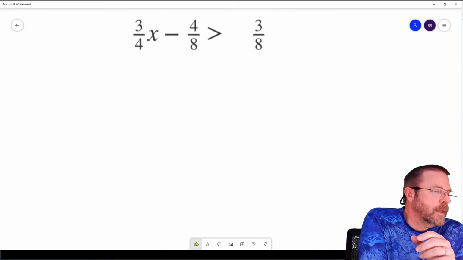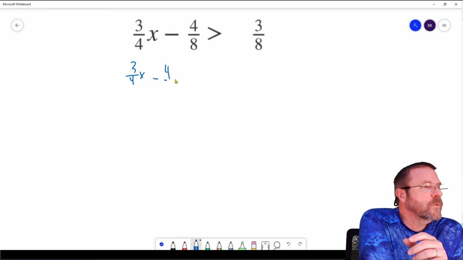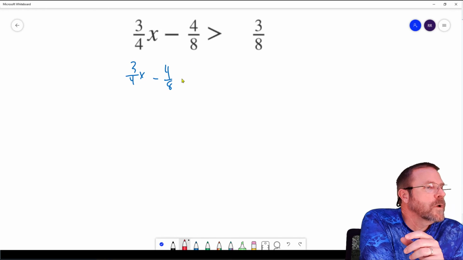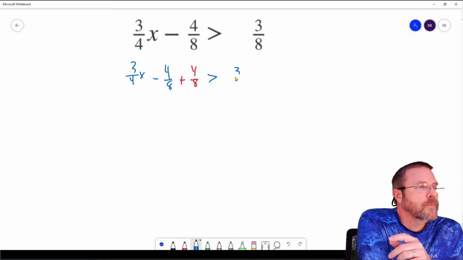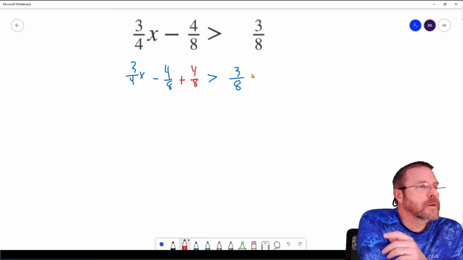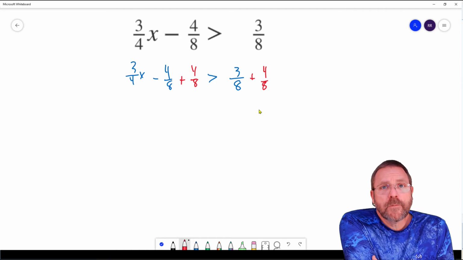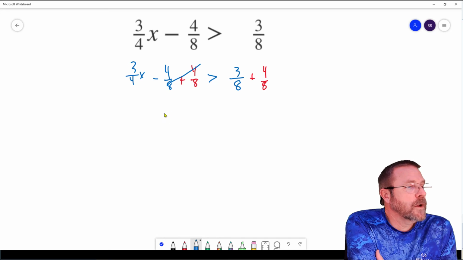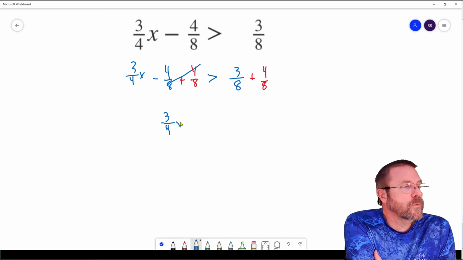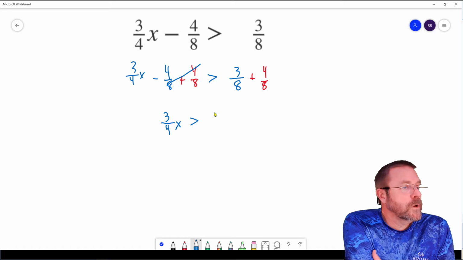So I'm going to have 3/4 x minus 4/8, and then I'm going to do plus 4/8 is going to be greater than 3/8 and then plus 4/8. Only thing that's changed, added 4/8 to both sides. Now the 4/8 on the left zeroed out, leaving 3/4 x is greater than 3/8 plus 4/8 is 7/8.